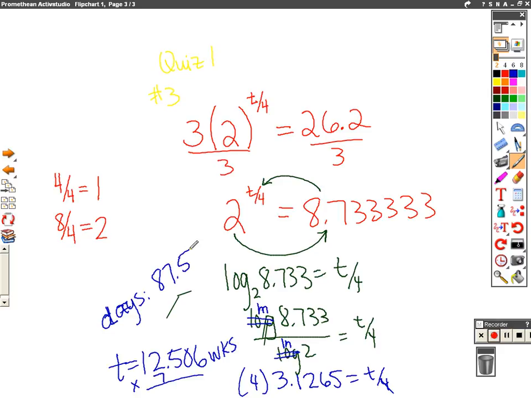87.5. But I either choose to run the day or I don't choose to run the day. If I only run 87 days, I'm not going to quite make that 26. So I'm really going to have to run 88 days. And that's your final answer.